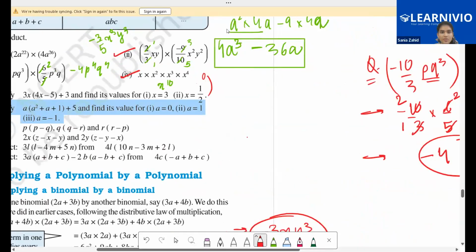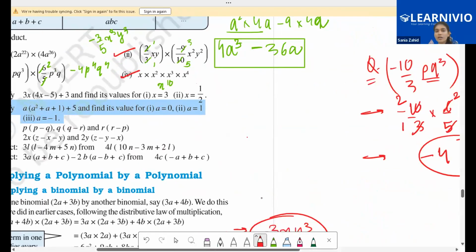Okay, so the simplified expression is how much? A to the power 6 plus 5. And what is Mustafa's answer? A to the power 3 plus a to the power 2 plus 1 a plus 5.